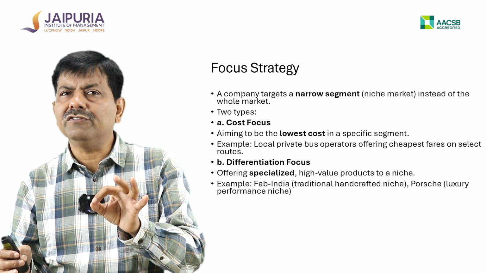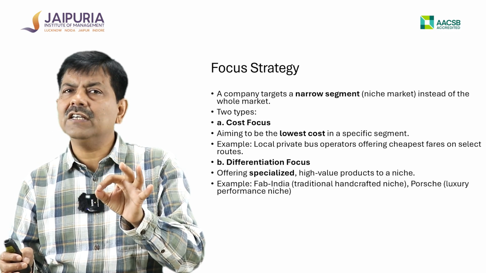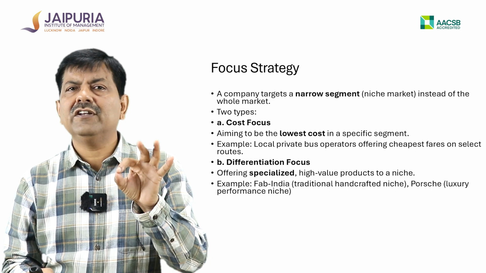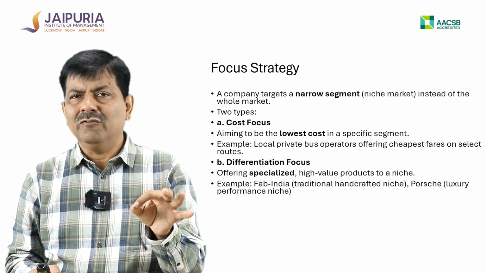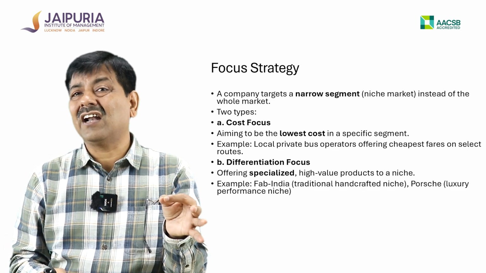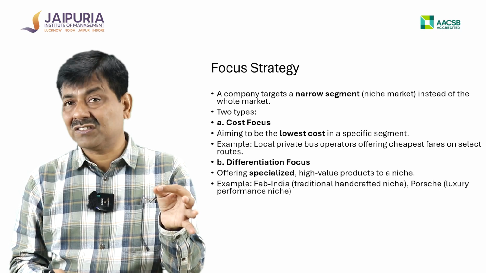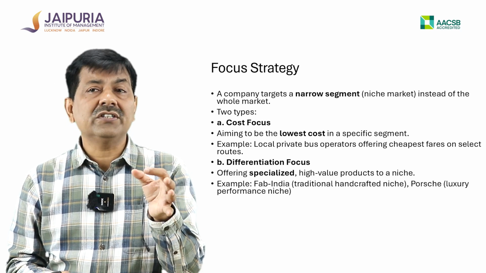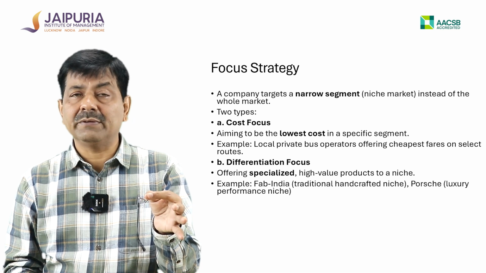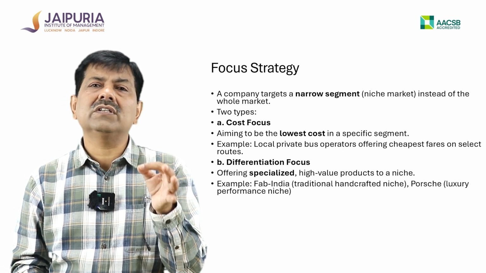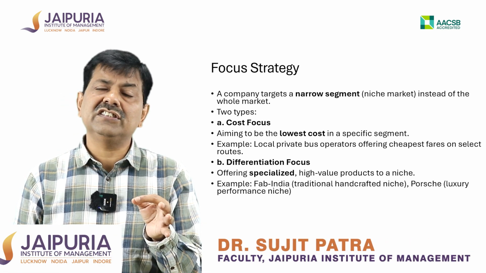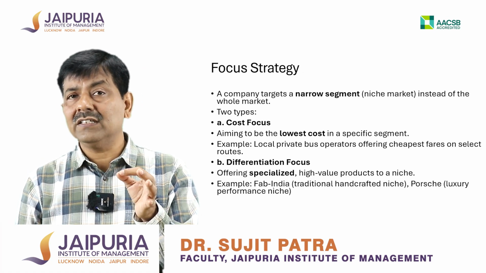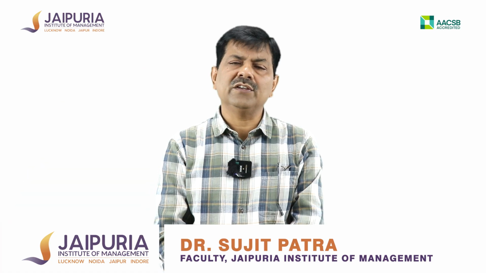The other can be differentiation focus, that is offering specialized high value products to a niche market. For example, Fab India, which is offering traditional handcrafted products, clothes or textiles to a niche segment, or Porsche, a luxury performance niche segment. So these are some of the companies which are focusing on a differentiation strategy, but to a niche market, not to a mass market. So that is the difference. Thank you so much.